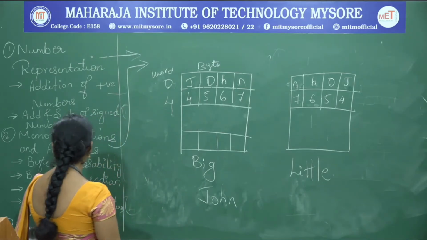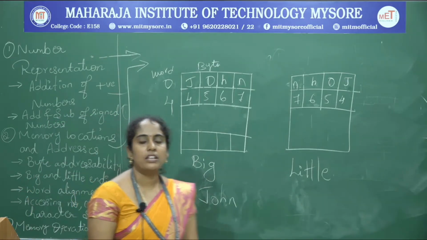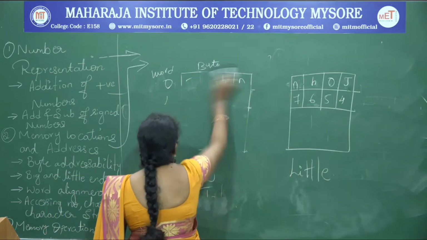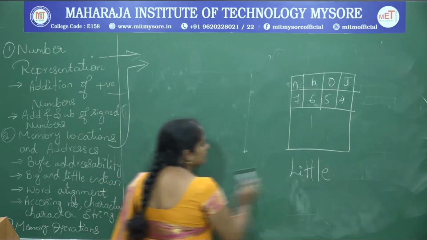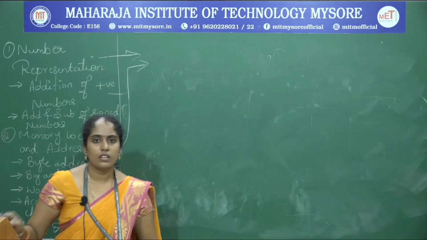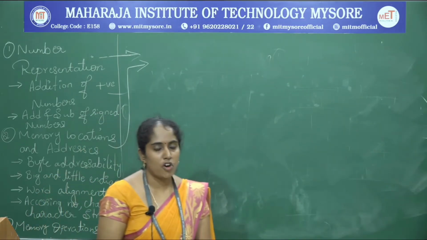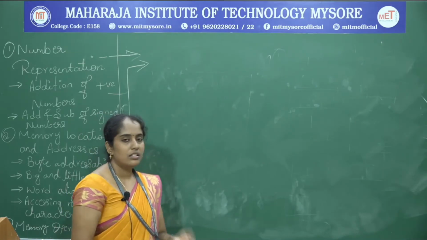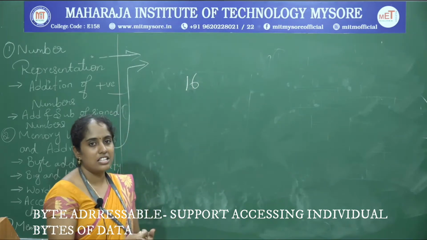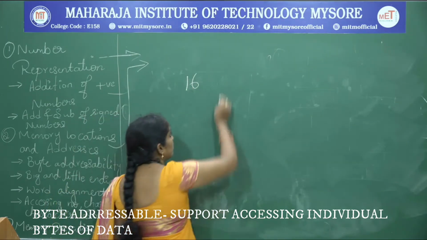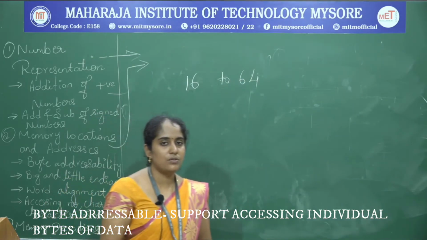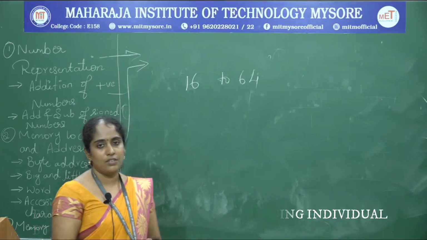Okay. So the next topic is word alignment. In the byte addressable format, the word length ranges from 16 to 64 bits. The word length ranges from 16 to 64 bits.